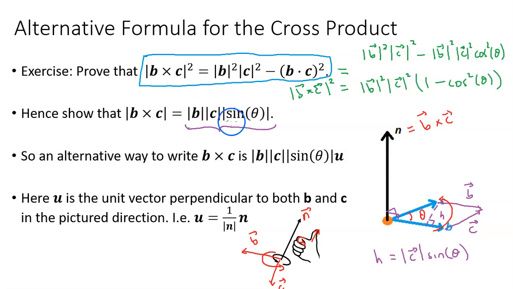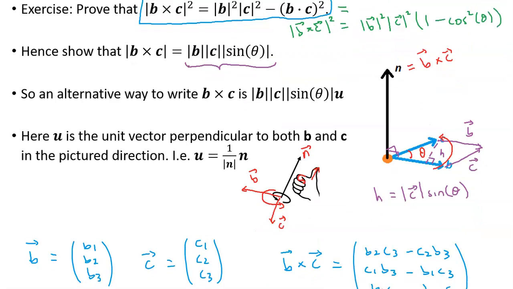So that's an alternative formula for the cross product, which also tells us that the length of our normal vector n equals b cross c is the same as the area of the parallelogram which has b and c as its base vectors.